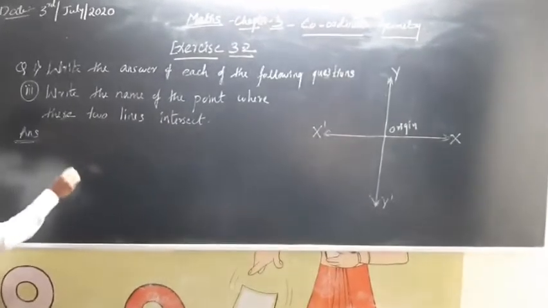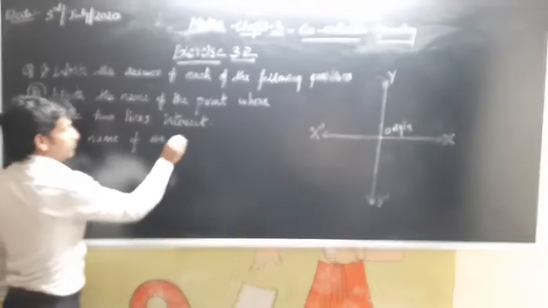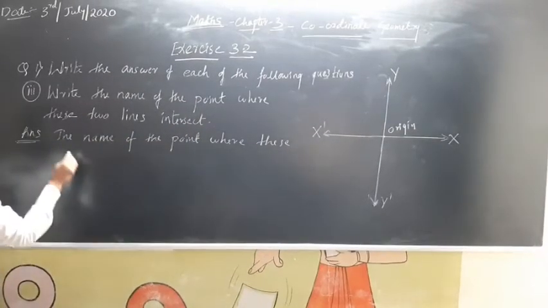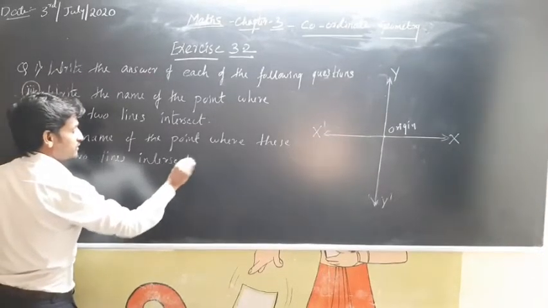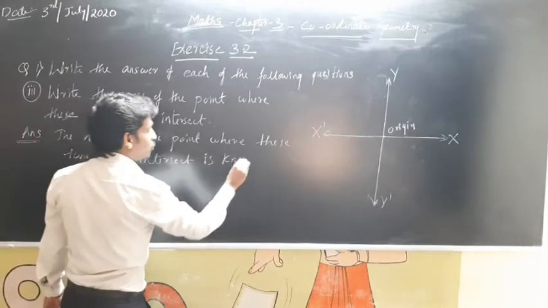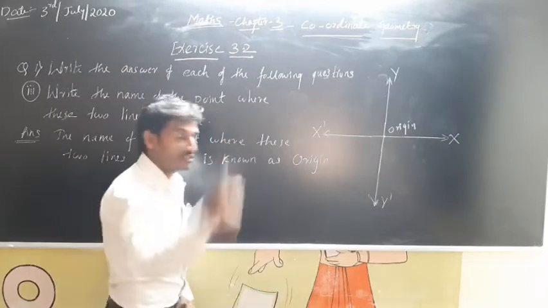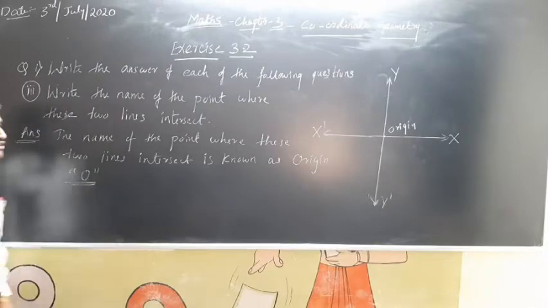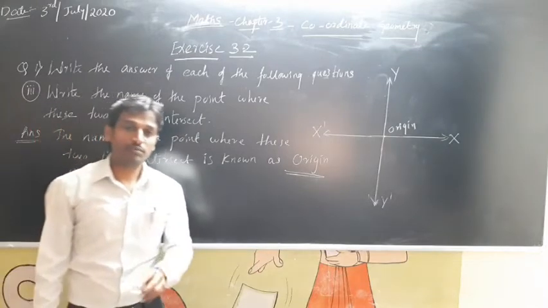So let me write the sentence form here. The name of the point where these two lines, the vertical and the horizontal line, intersect is known as origin, and it is also denoted as 0, or it is also denoted as O. Okay, no need to write it, but I am going to just inform you. The name they have asked, the name is what? Origin. So this completes your first main 3 questions here.